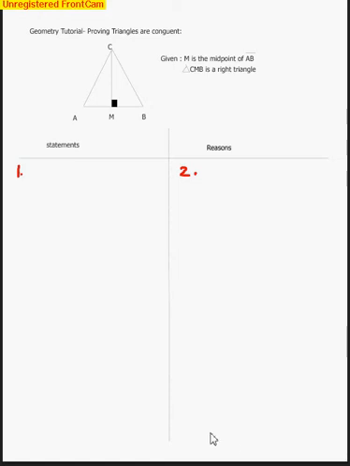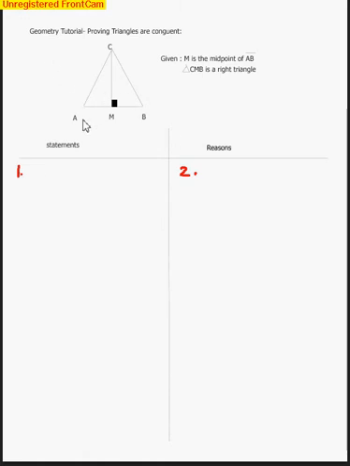Welcome to the geometry tutorial on proving triangles are congruent to go along with our journal 2.5.4 lesson. And let's take a look at this example right here.